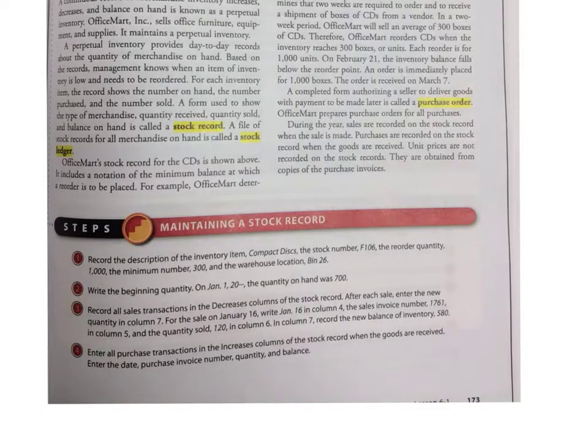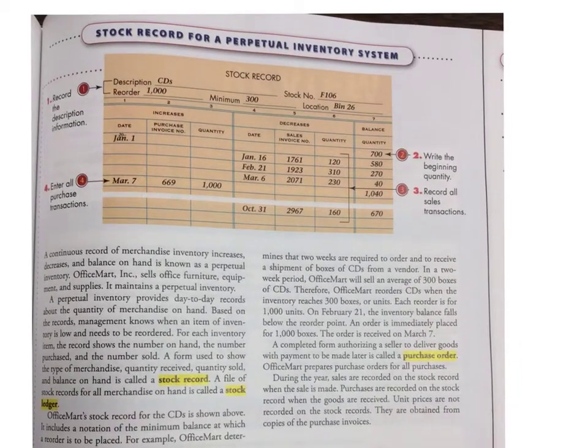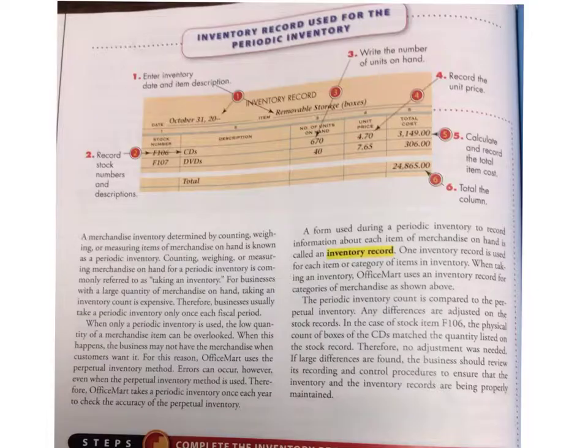And at the bottom of the page here, they just walk you through the steps of that again, okay? So this is just an example of a stock record. It's pretty self-explanatory, pretty simple. It's just kind of a running total of what we've sold and what we purchased for each individual item. Last part of this first section is what to do, or a form for a periodic inventory.